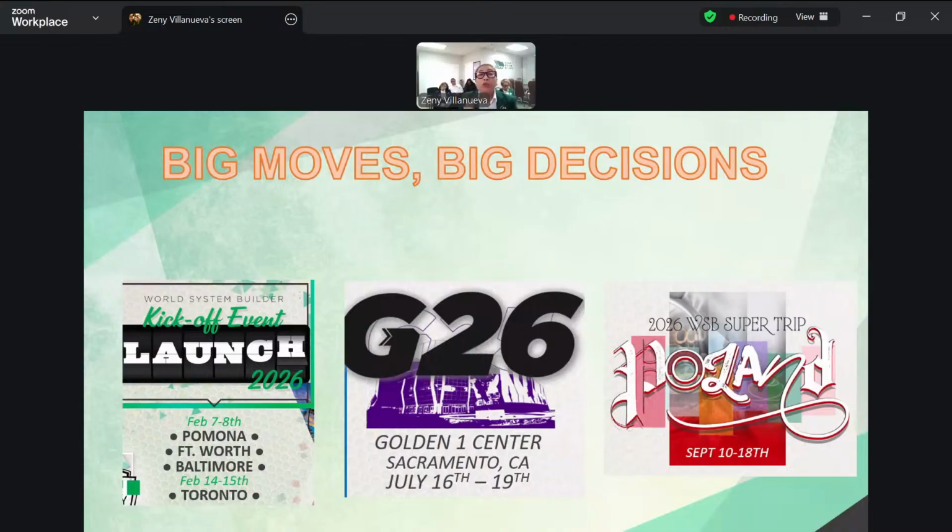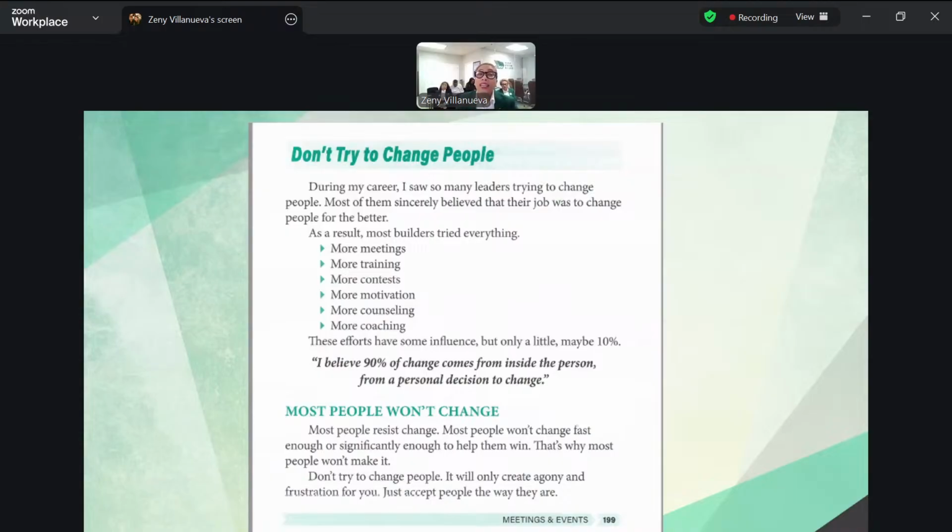So it was because of these events that they made a decision about their future, as to where they are going. So what about you? In business, where are you going? What do you want to do? Try to change people. Coach mentioned this. This is in the System Builder book on page 199.